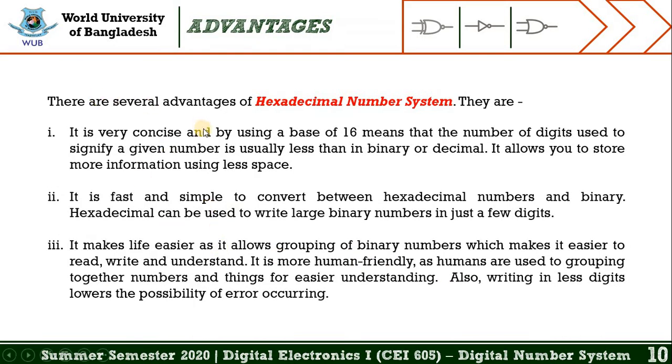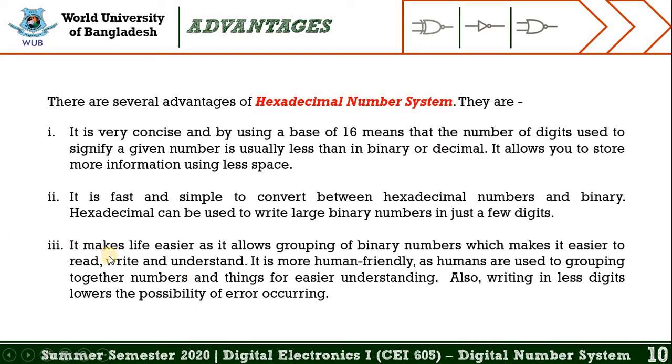From this slide we may learn the advantages of the hexadecimal number system. So let's begin. Number one, it is very concise, and using a base of 16 means that the number of digits used to signify a given number is usually less than in binary or decimal. It allows you to store more information using less space. Next one, it is fast and simple to convert between hexadecimal numbers and binary. Hexadecimal can be used to write large binary numbers in just a few digits.